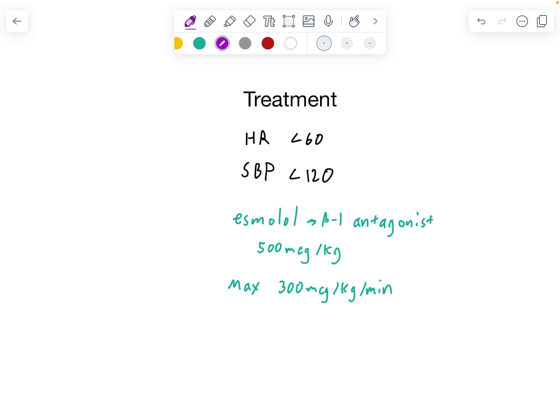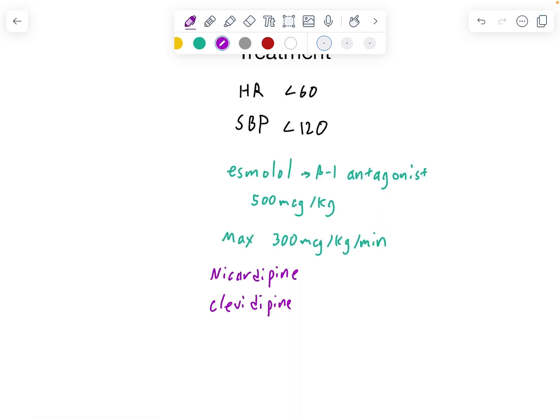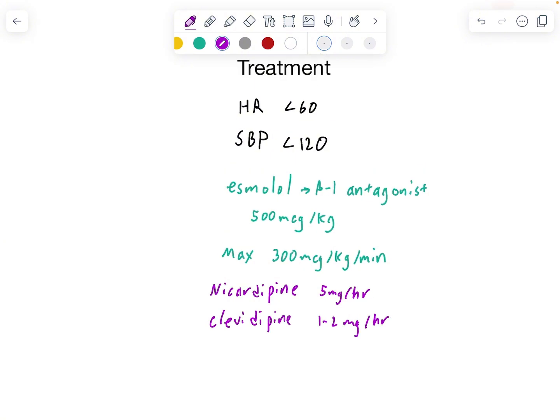So the next question now is going to be, what is a good second line agent in case you've maxed out on that esmolol and your heart rate's still like 110, your systolic blood pressure is going crazy? What other options are there? And there are two, and they're in the same class. That's going to be nicardipine and clevidipine. These two medicines, they both are pure arterial vasodilators. For nicardipine, you're going to want to know the initial starting infusion. It's going to be 5 milligrams per hour. And then for clevidipine, your initial dose is going to be 1 to 2 milligrams per hour. This is for the acute stabilization.